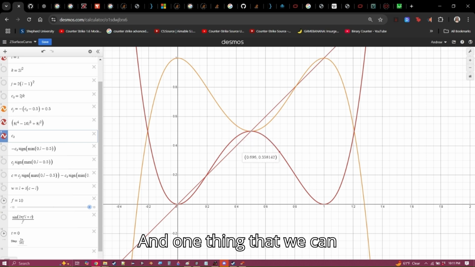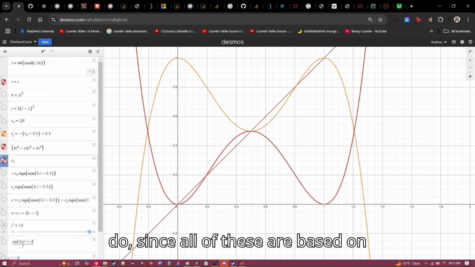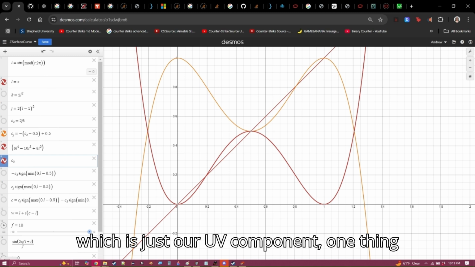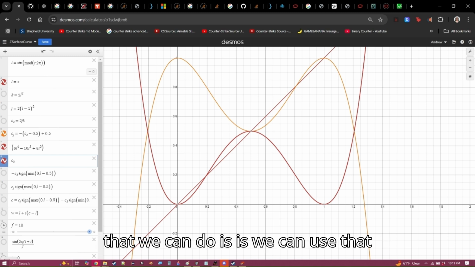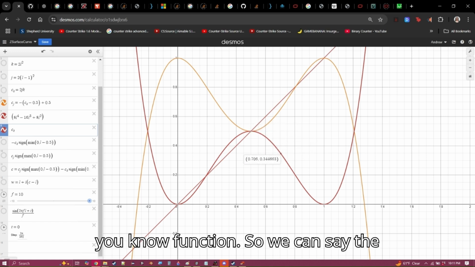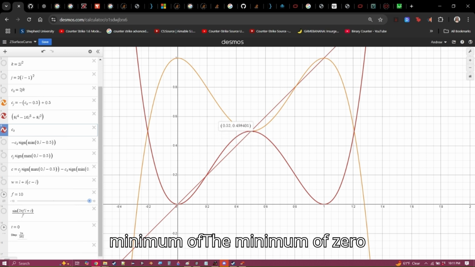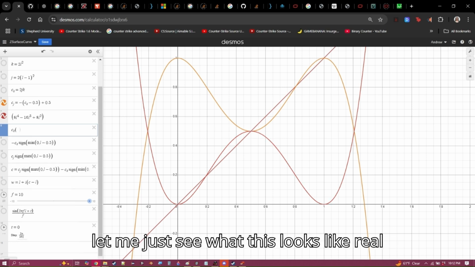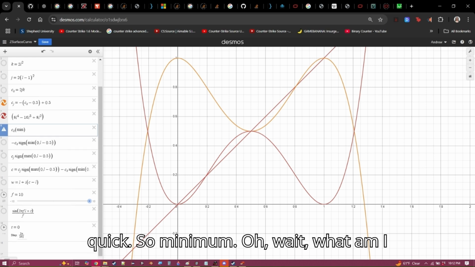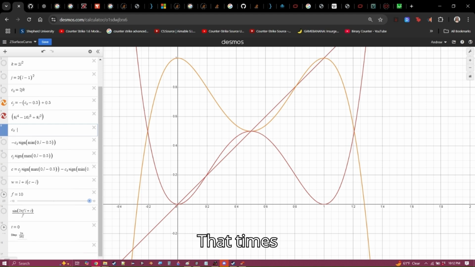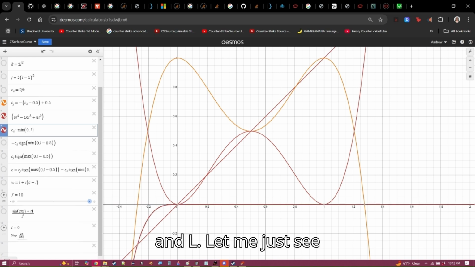And one thing that we can do, since all of these are based on this L variable, which is just x, which is just our UV component, is use that in this function. So we can say the minimum of 0 and x, or our UV component. So actually, let me just see what this looks like real quick. So minimum, oh wait, what am I doing? That times the minimum of 0 and L. Let me just see what that looks like.